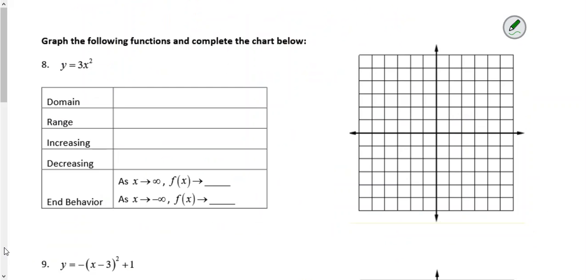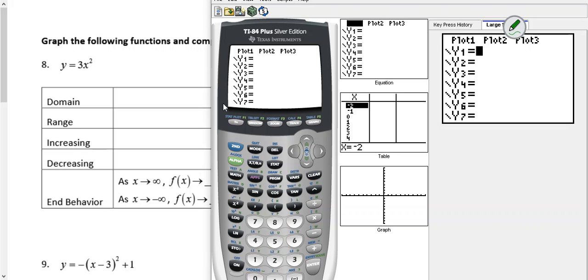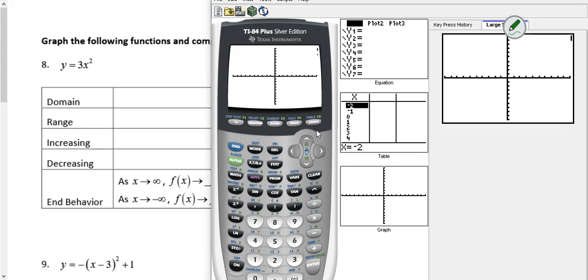Okay, number 8, this is where you'll need the calculator. First thing we want to do is get a picture of the graph. So, with your TI-84, make sure it's on. You'd hit y equals in the top left. And then we're just going to type in 3x squared. So 3x is by the green button. Squared is above the log. And you can hit graph to see what it's going to look like.